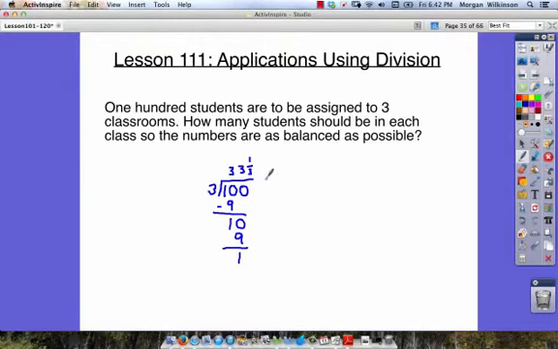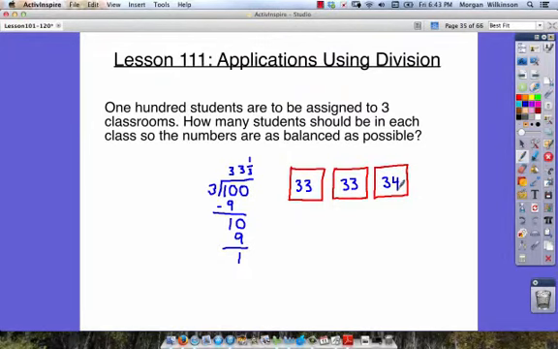Well, you can't have 33 and 1/3 students in each classroom. So in those 3 classrooms, you're going to have an unbalanced number. But to make it as balanced as possible, let's look at the situation. If we've got 3 classrooms, there's supposed to be 33 and 1/3 students in each classroom. Well, we could put 33 in one, 33 in another, and instead of having 33 and 1/3 in each, we could have 34 in the last.